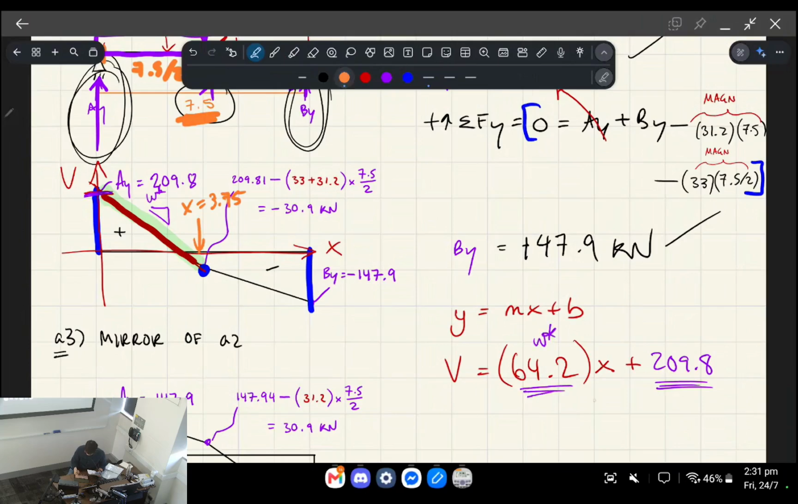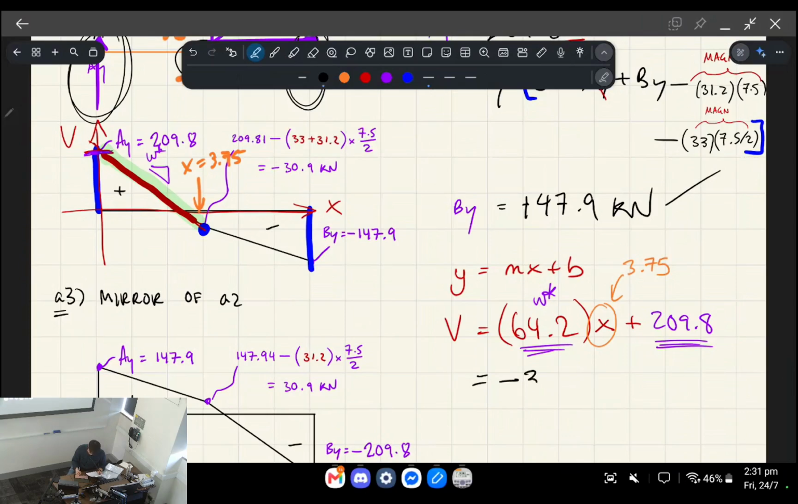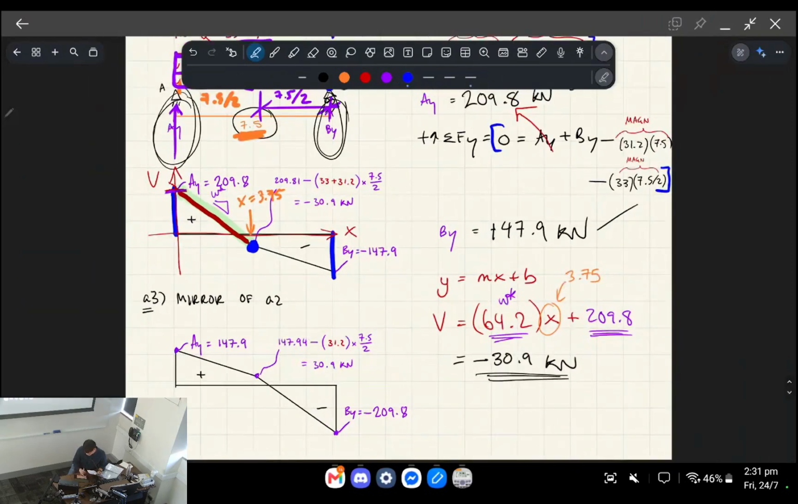Okay, and X is going to be 3.75 to get to the middle of the beam. So when you do this expression on your calculator, you'll find that it is equal to negative 30.9 kilonewtons, all right? So negative 30.9 is the value of our shear force in the very middle of the beam. Does that make sense? So you're just going to need to basically understand how straight line functions work in order to solve for these different parts of the shear force envelope, okay?